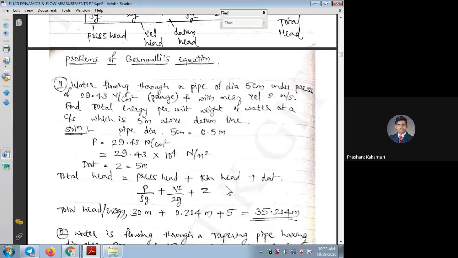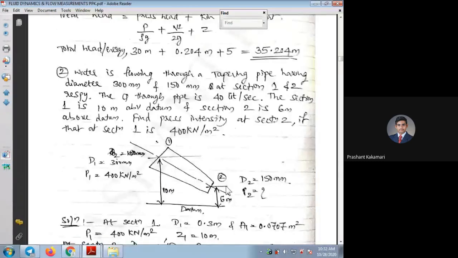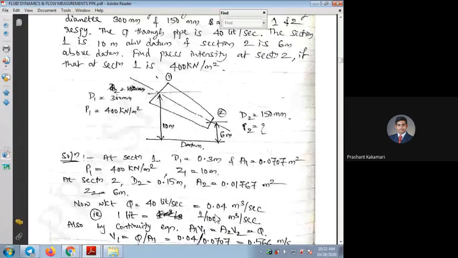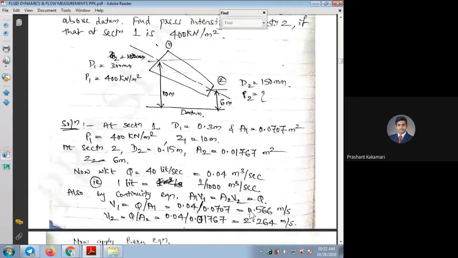See here, I'll go by the discharge equation. Discharge is 0.04 meter cube per second. I can write A1 V1 equal to 0.04. I hope you are understanding. Or even with A2 V2 I can write 0.04 meter cube per second. Both multiplications will be equal to Q, 0.04 meter cube per second.